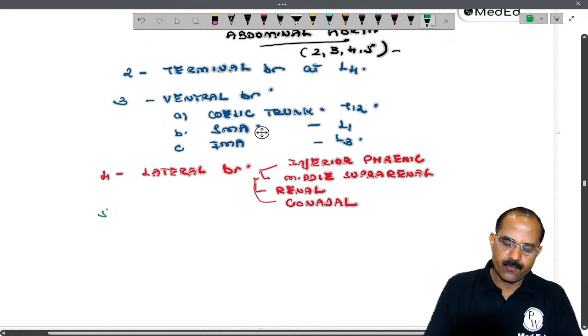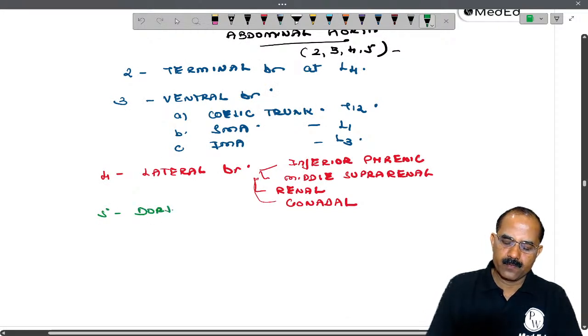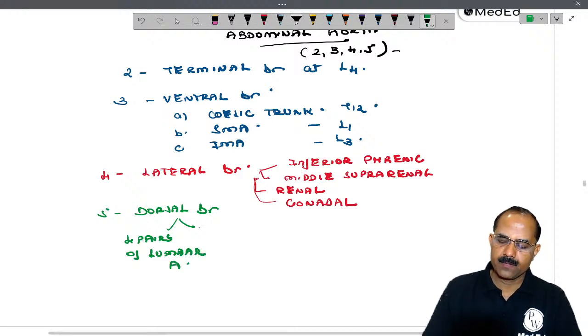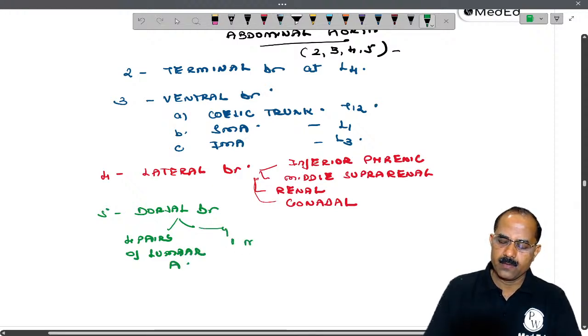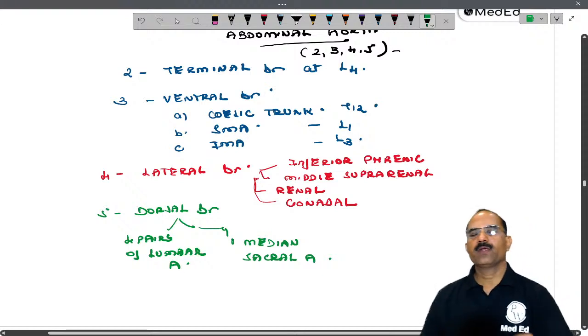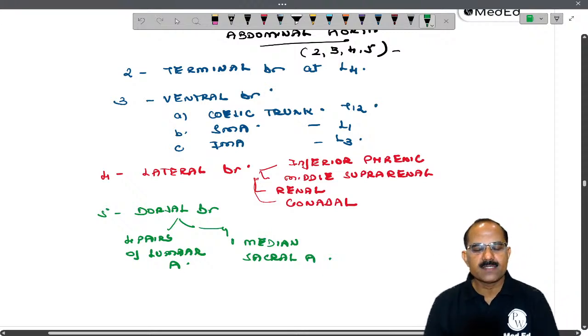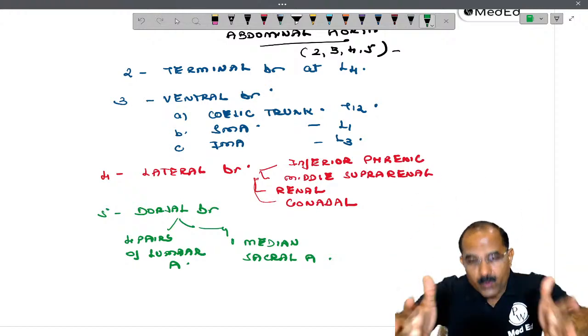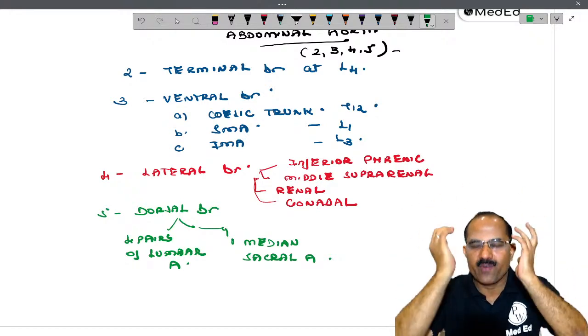And last is 5 dorsal branches: 4 pairs of lumbar arteries and 1 median sacral artery. That's how you remember this. So this is the entire flow chart of abdominal aorta for you, bacho.